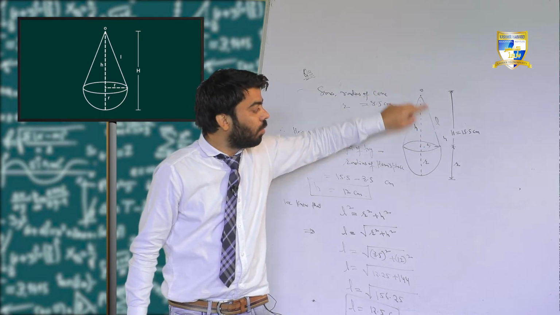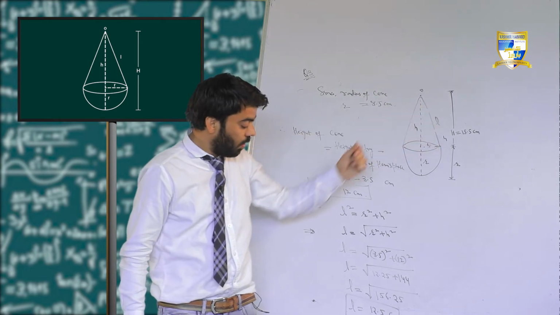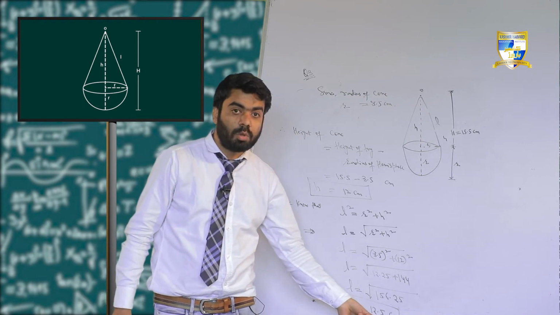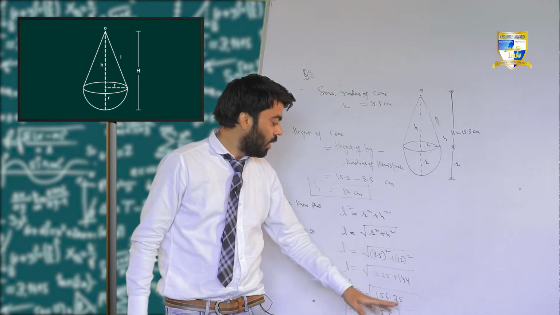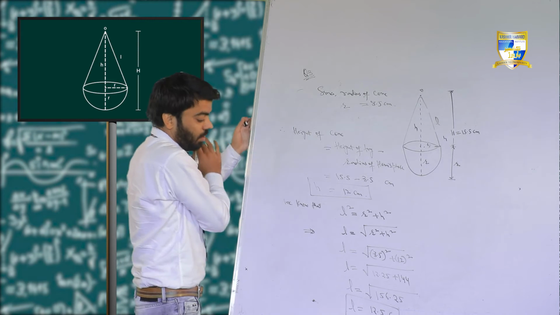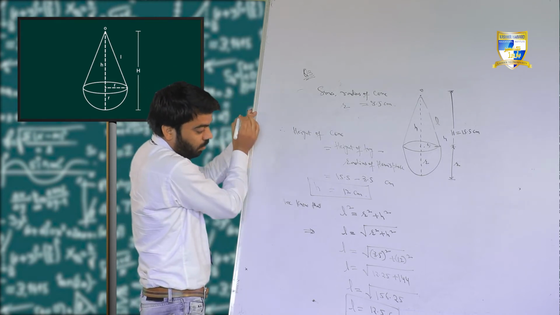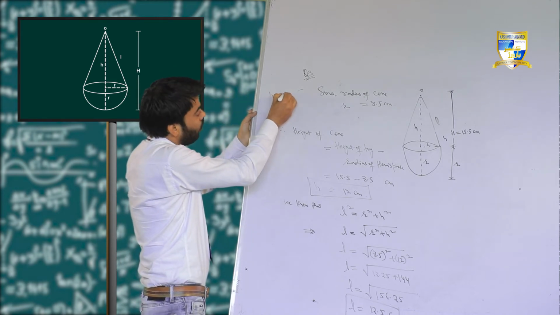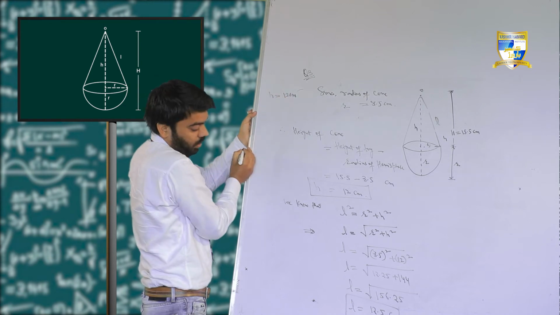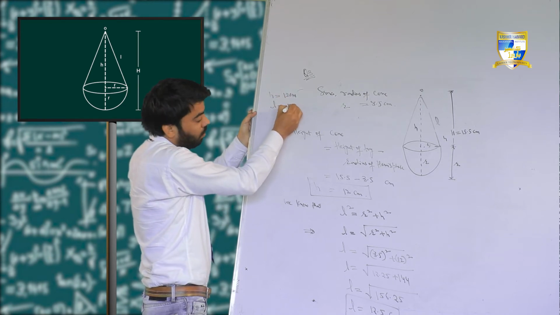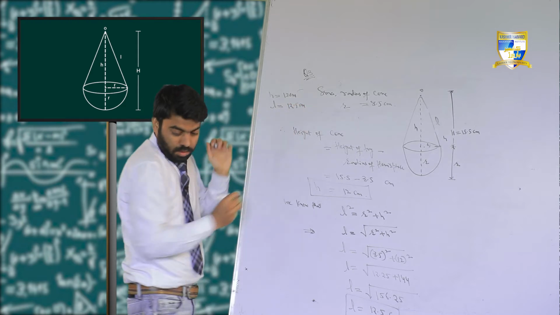From O to this point is L. We got the value of L is equal to 12.5 centimeter. I will write now here because I have to rub the board. H I got 12 centimeter, right? L we got 12.5 centimeter.